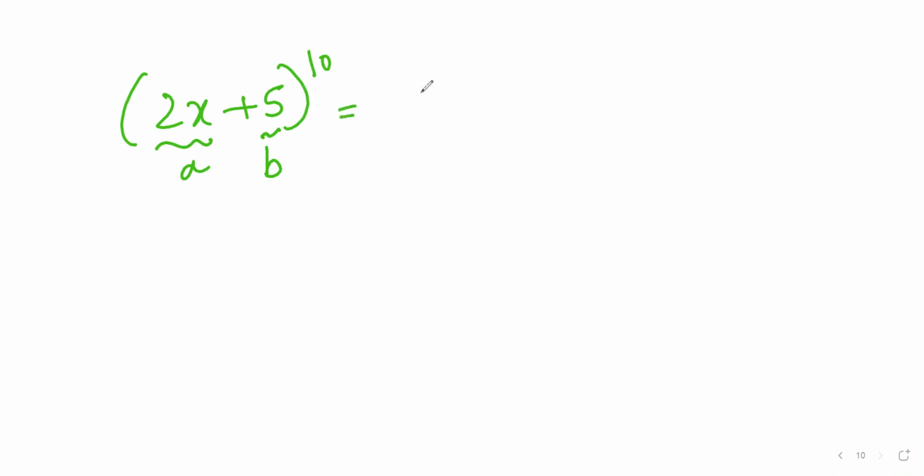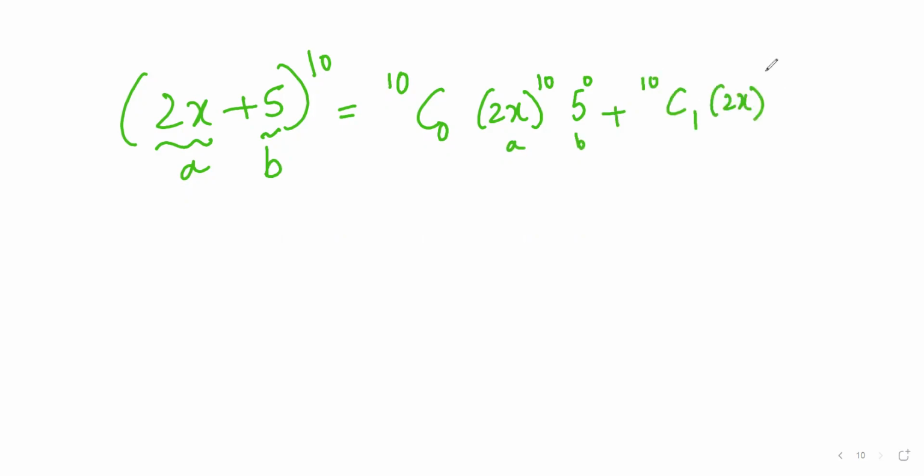Just to show you, if I show you just the very first two terms: 10C0, 2x to the power of 10, 5 to the power of 0. Getting it? Same thing, nothing big. This is A, this is B. Plus 10C1, 2x to the power of, what will be the next term, Aishwarya? Power of 9. Very good. 5 to the power 1. See, it progresses. And we would go all the way up to 10C10, when 2x is to the power of 0.